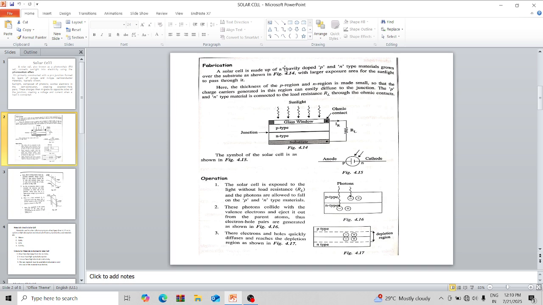A solar cell is made up of heavily doped p and n-type materials grown over the substrate with a larger exposure area for the sunlight to pass through it. The thickness of the p and n region is made small so that the charge carriers generated in this region can easily diffuse to the junction. The p and n type material is connected to the load resistor RL through ohmic contacts. The symbol of the solar cell is shown here.